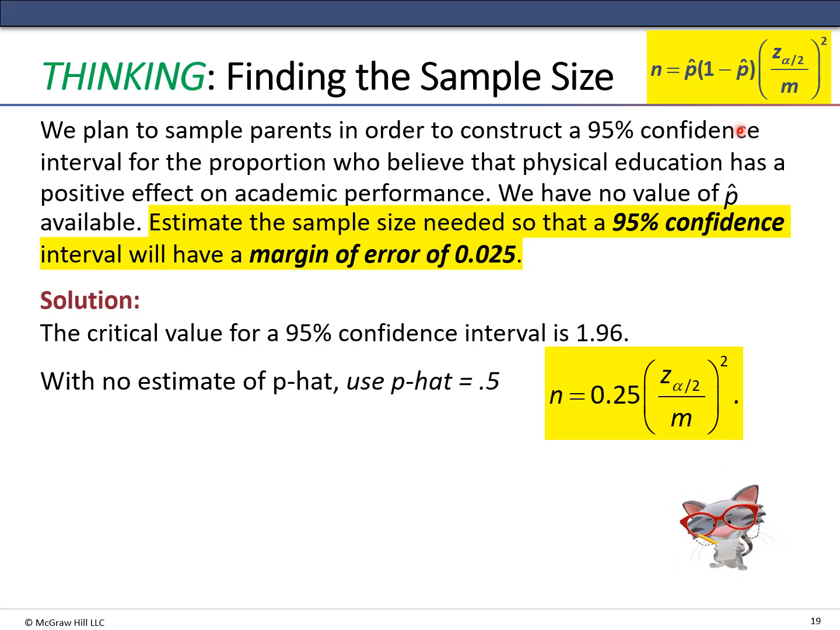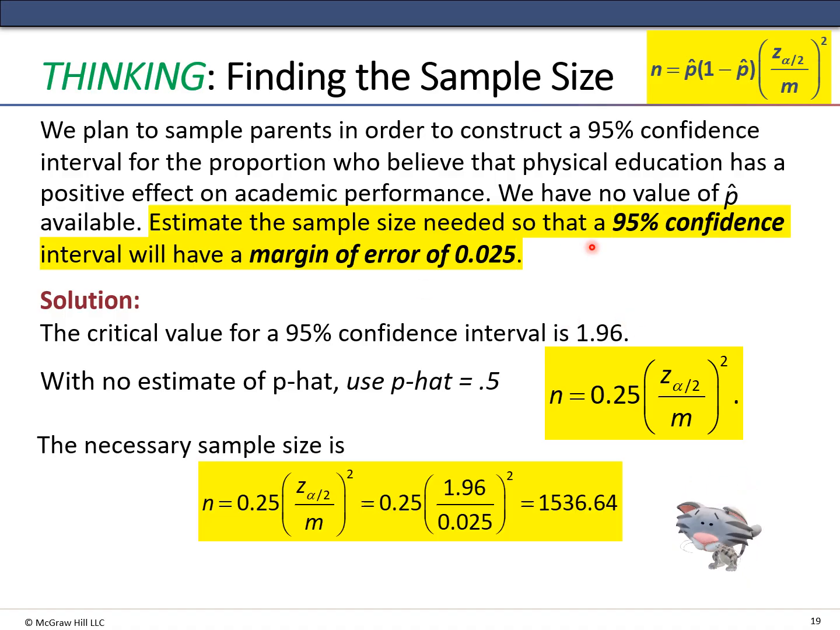We have the critical value. Again, 0.5 times 1 minus 0.5 is 0.5 squared, or 0.25. We plug in the Z alpha over 2. We plug in our margin of error and calculate this value, and we get 1,536.64. Again, we're always going to round up, so we're going to round this up to 1,537. So we need at least 1,537 individuals in our sample to ensure that we keep this margin of error low.